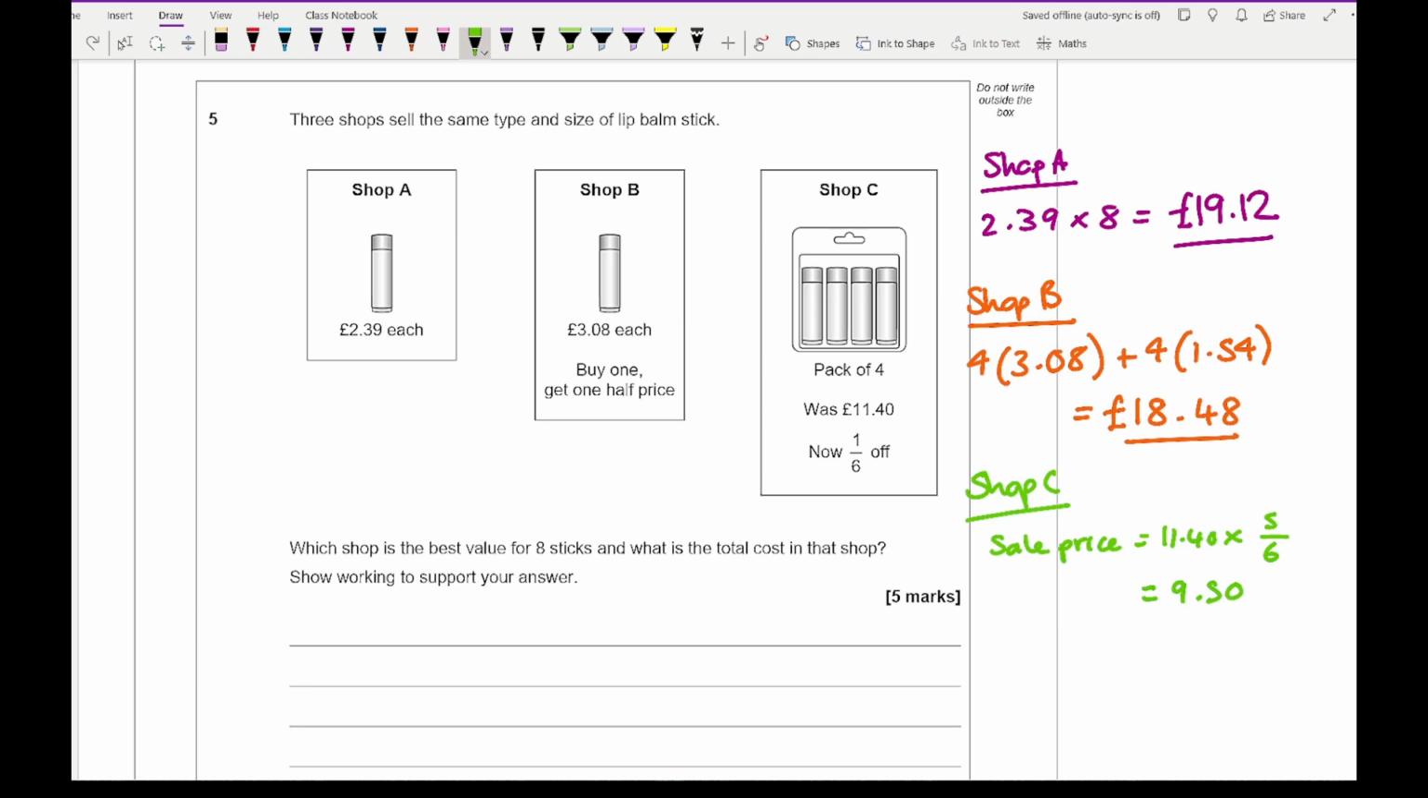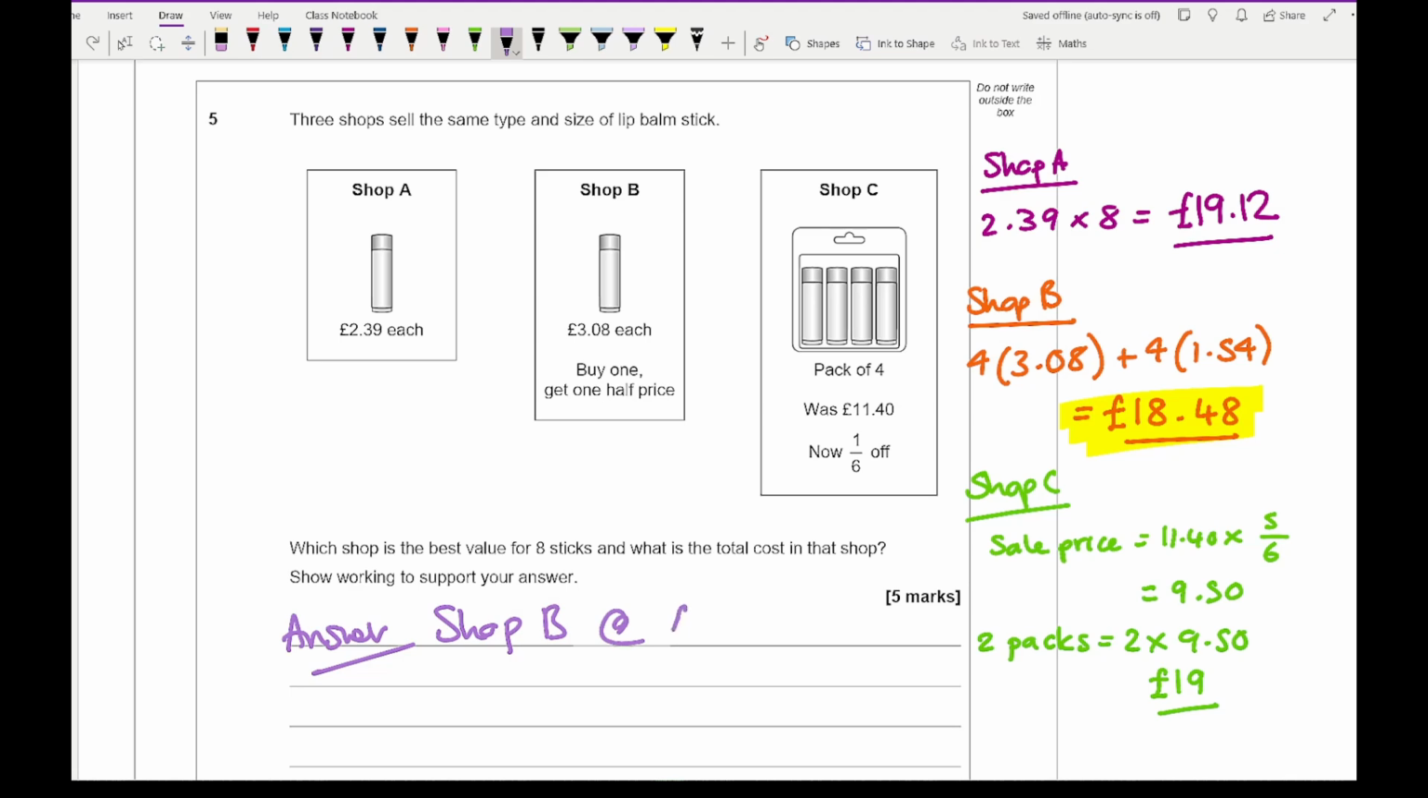And then we're coming in packs of 4, so that's going to need 2 packs. So that's going to be 2 lots of £9.50, which comes up to a total price of £19. So the question's asking which one is better value and what's the total cost. So the cheapest price is going to be shop B, and it's £18. So the final answer is shop B at £18.48.